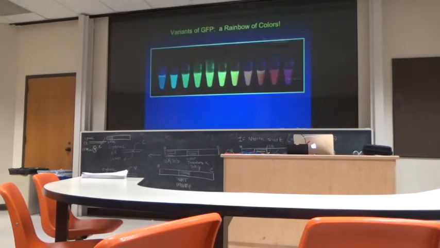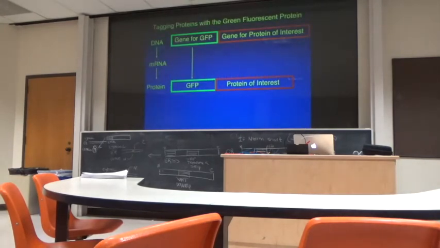But let's see, the disadvantages of this. There's a fairly big one, and that's that it's possible that putting GFP in frame with your protein of interest will alter its distribution or affect the folding of the protein of interest. So there are a lot of controls you want to do to make sure that you're really looking at the proper protein. The other thing is, in general, you're overexpressing this protein. It could be you're changing expression levels, and that could alter the results.